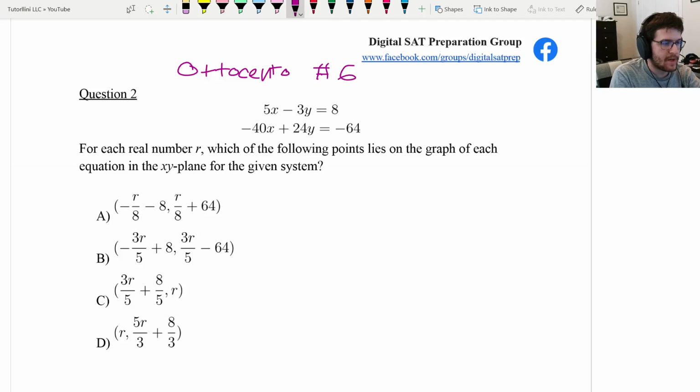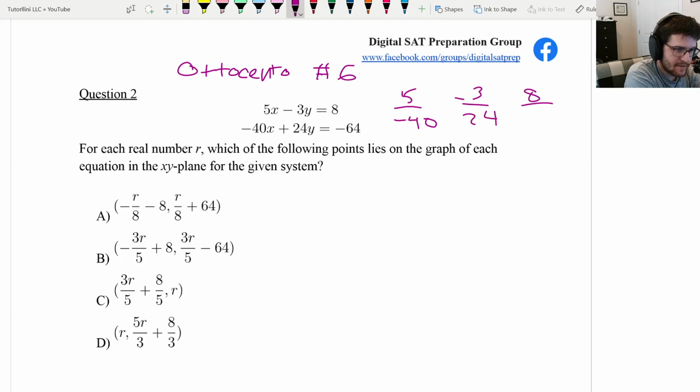So first I'm going to figure out if I'm going to do this completely by hand, which we'll go over Desmos in a second. I'm going to circle all these constants and try to put it into a proportion. So 5 over negative 40, negative 3 over 24, and 8 over negative 64. And all of those should simplify to negative 1/8, so we can see that they're equal.